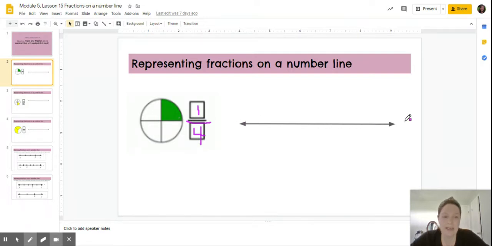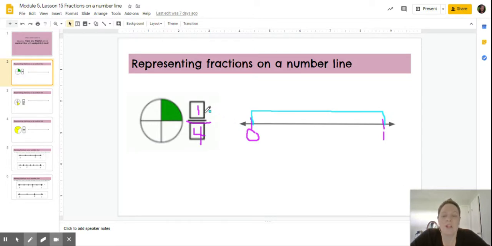So here's my number line here. I always need to have endpoints on my number line, and my endpoints are going to be 0 and 1 because I know 1/4 is less than a whole because I know 4/4 are in a whole. Now, when I partition my number line, I always like to draw a bar above the number line. This is just something I like to do. It helps me visually see how many parts I'm dividing my line into.